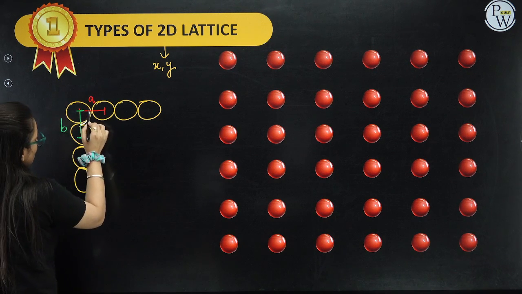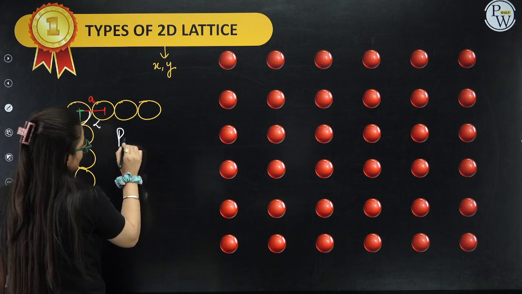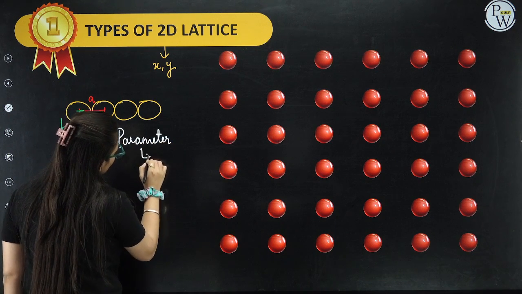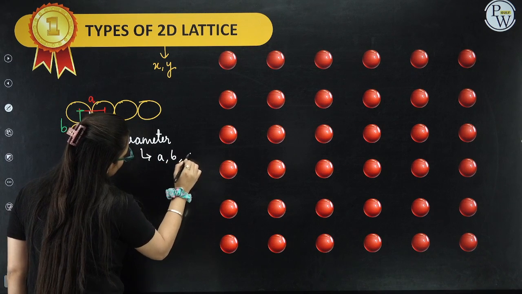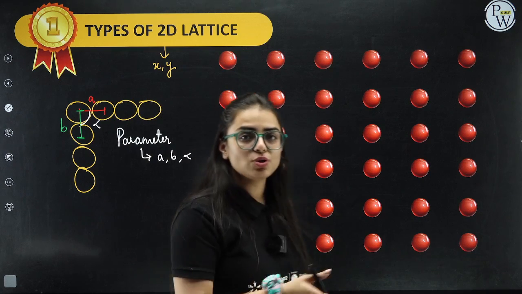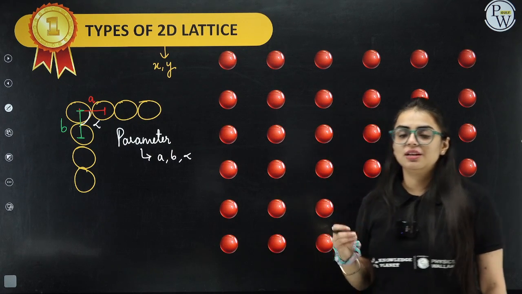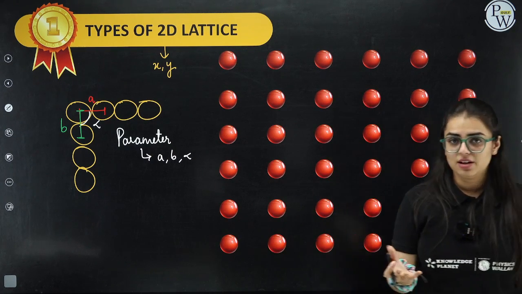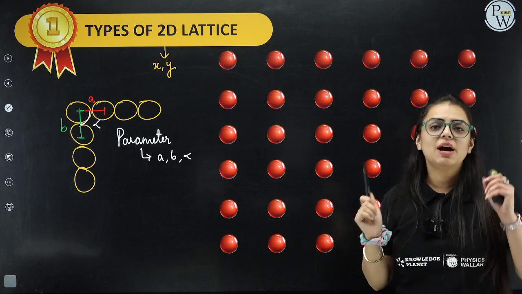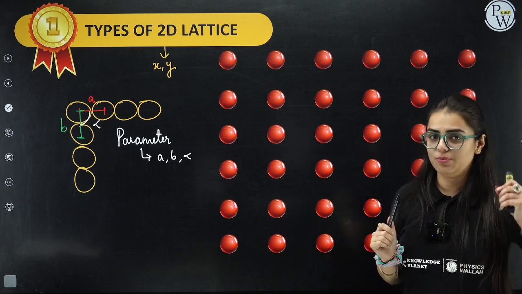And the angle between both of them is alpha. So, how many parameters do you observe over here? The parameters that you are going to observe are A, B and alpha. A is basically the distance between two atoms on the y-axis. B is basically the distance between two atoms on the x-axis, and alpha basically is the angle between A and B, right?